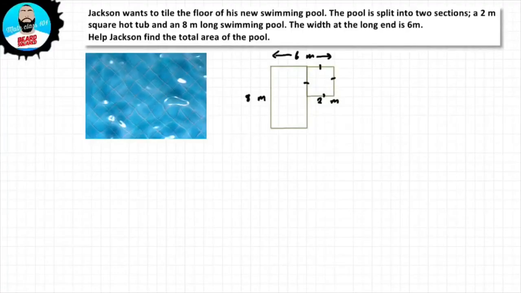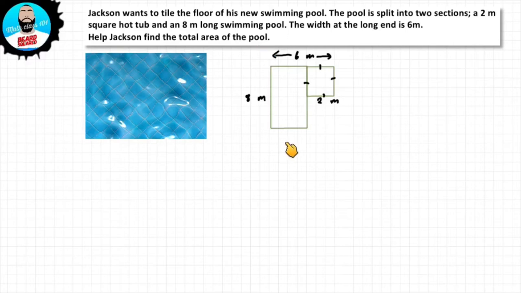In this video, I'm going to help you find the area of compound shapes. Let's start off with the problem. Jason wants to tile the floor of his new swimming pool. The pool is split into two sections, a 2-meter square hot tub and an 8-meter long swimming pool. The width of the long end is 6 meters. Help Jackson find the total area of the pool.